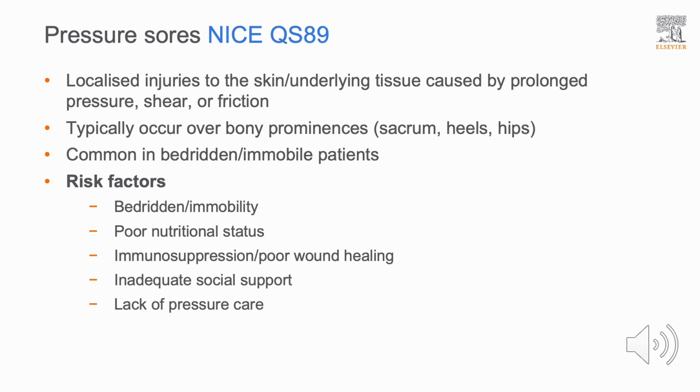Pressure ulcers or pressure sores describe localized injuries to the skin and underlying tissue caused by prolonged pressure, shear, or friction. They most commonly occur over bony prominences such as the sacrum, heels, or hips, particularly in bedridden or immobile patients. Risk factors include being bedridden or immobile, poor nutritional status, immunosuppression or poor wound healing such as diabetes, inadequate social support, and a lack of pressure care.